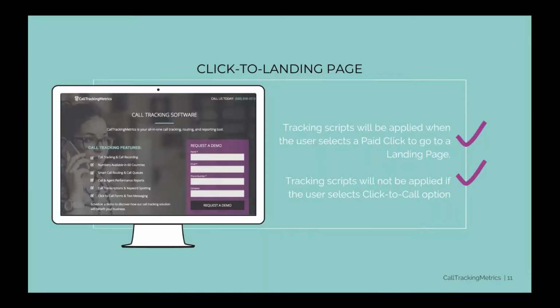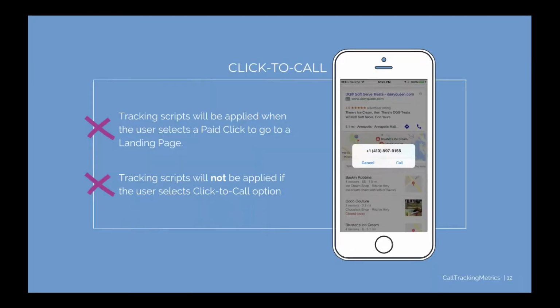Okay, so if you click to a landing page, there are two significant things that are going to happen. One is that CallTrackingMetrics tracking code will be on the page, and two is that Google Analytics tracking code will be on the page. That way, both us and Google are tracking the session, while for a click to call, when somebody interacts with one of those, the person does not hit a landing page, so the CallTrackingMetrics tracking script isn't there, and neither is Google Analytics.